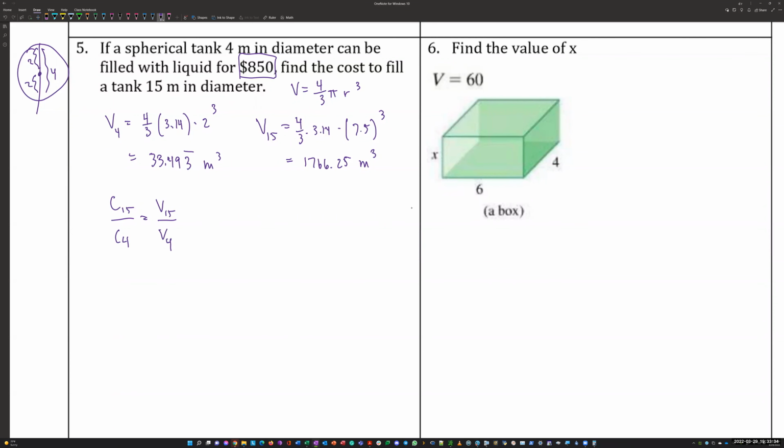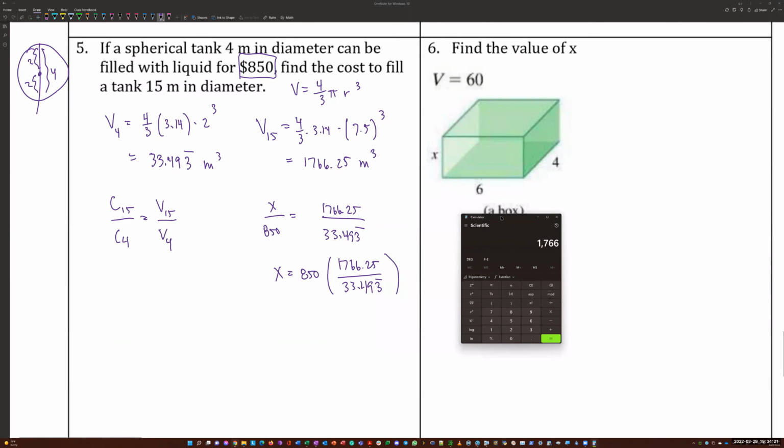The cost of the 15, we don't know what that is, so let's say that's X. The cost of the 4, we know what that is. It's 850. The volume of the 15, that was this number, and then the volume of the other one is that number. Does that make sense, guys? Yes. So that means the cost overall should be 850 times whatever this ratio is, because that's the number of times that the small one is going to fit in the big one.